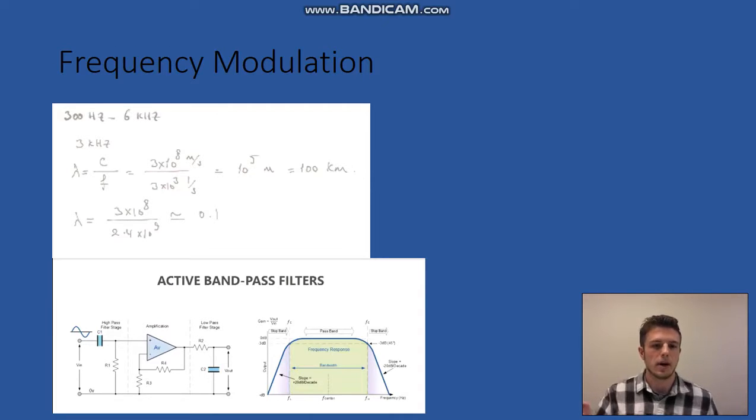But if you modulate the signal to high frequencies, around 900 megahertz, your antennas become much more reasonable, in the range of centimeters in this case. Modulation means you have your voice signal multiplied by your carrier signal, and that gives you modulation.